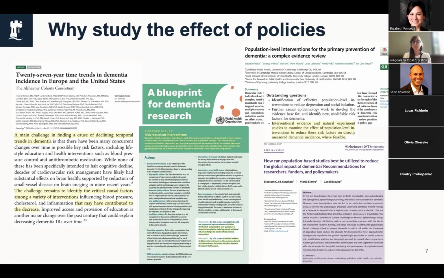There's also the WHO, who has a strategic goal around gathering evidence of interventions that have been effective or cost-effective to reduce the risk of dementia. And there's the latest literature looking at population-level interventions that could have had an effect on reducing the risk of dementia. There's no estimated impact, but there's a systematic review of evidence that there are many policies that could have contributed to reduce the risk of dementia.